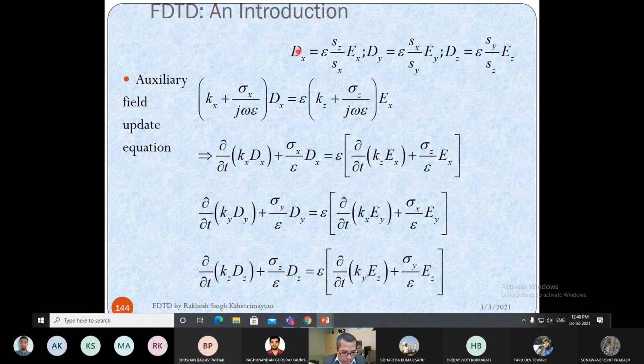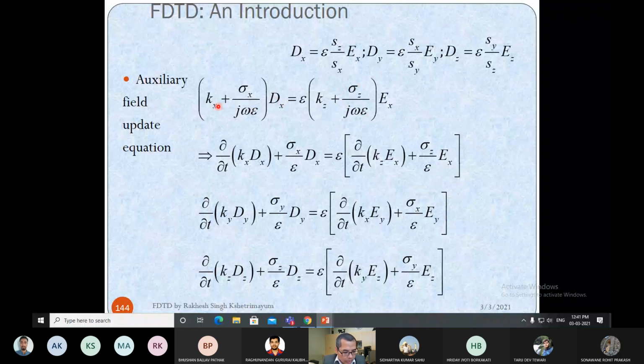It can be from this relation you have here. So you just transfer this sx to the left hand side. Then what you have is sx Dx is equal to epsilon sz Ex. What was sx? Sx was kx plus sigma x by j omega epsilon. What was sz? Sz was kz plus sigma z by j omega epsilon. So now you can simplify it.